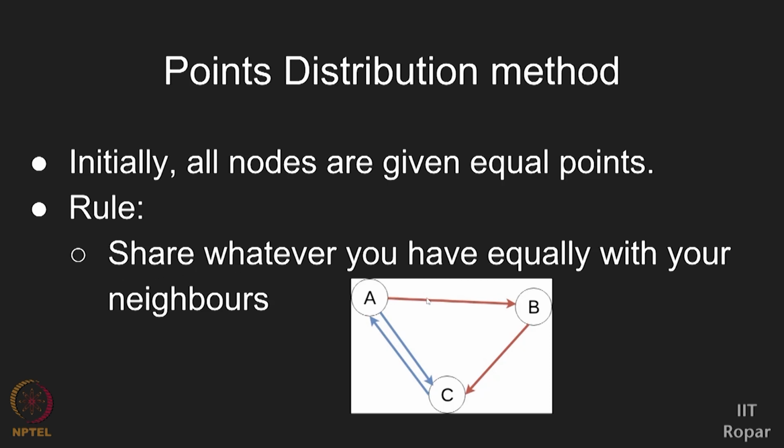The rule of this game is whatever you are having, you should share it equally with all your out edges. We had collected the data of who all you like, right? Person A likes person B and person C. Person B likes just person C. Person C just likes person A. So this is the data. You're supposed to share whatever you have equally with all you like. That is the rule, so they have to play the game.